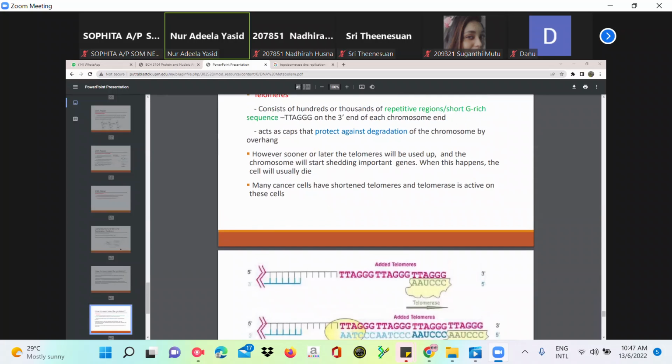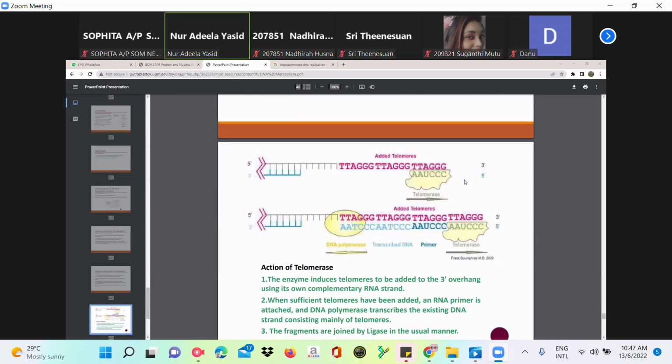Okay. However, sooner or later the telomeres will be used up and the chromosome will start shedding important genes. When this happens, the cells will usually die. Bila umur kita meningkat, all these telomeres, dia punya mechanism, system is not that efficient as umur kita sekarang. So it starts to use up important genes. And many cancer cells have shortened telomeres and telomerase is active on these cells. Okay, take note on that.